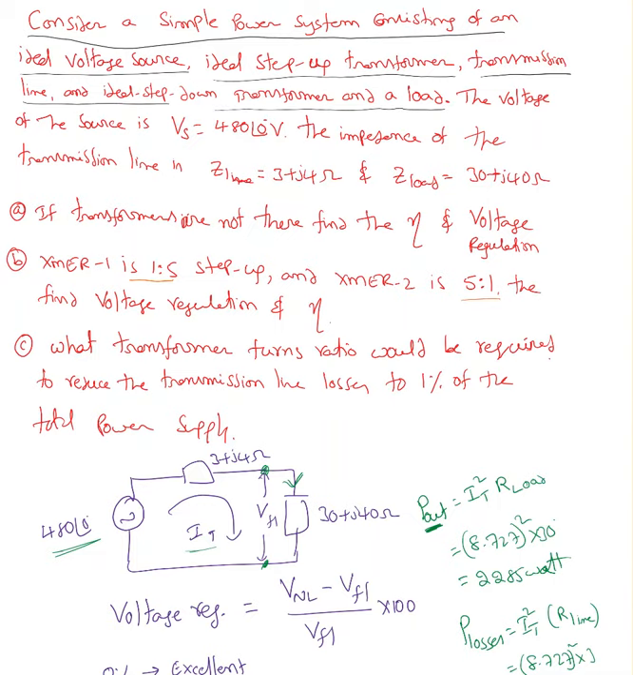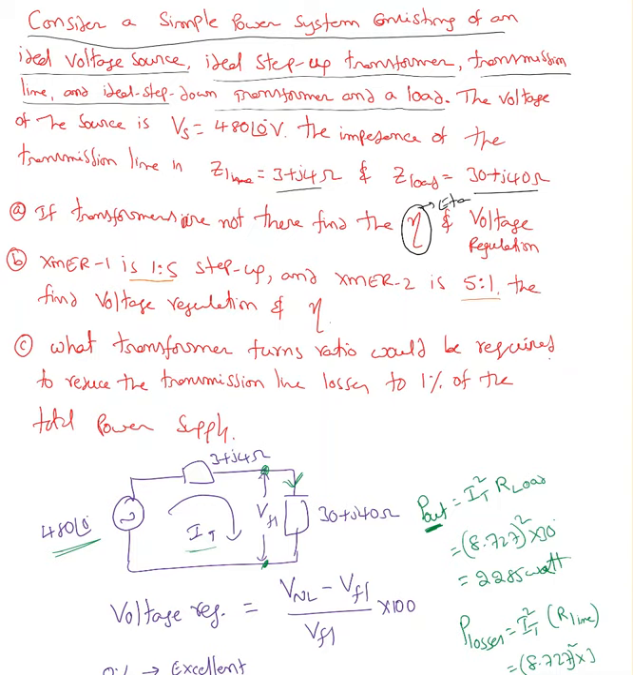and a load. The voltage of the source is Vs equal to 480 volts. The impedance of the transmission line is 3 plus j4 ohms and the load is 30 plus j40 ohms. If the transformers are not there, find the efficiency and voltage regulation. This symbol is called eta. We read it as efficiency.